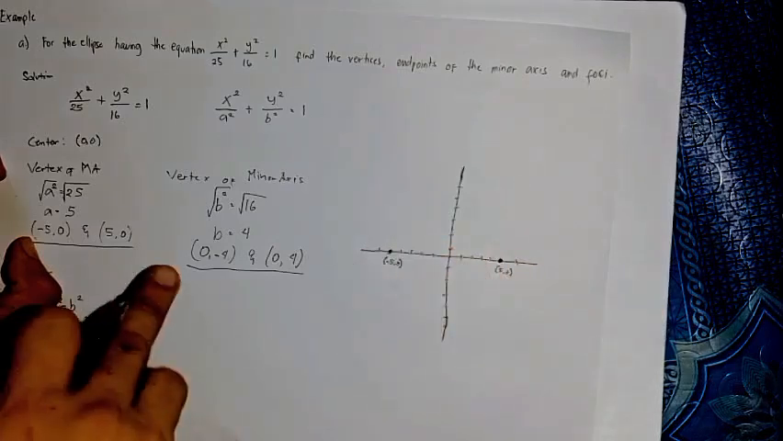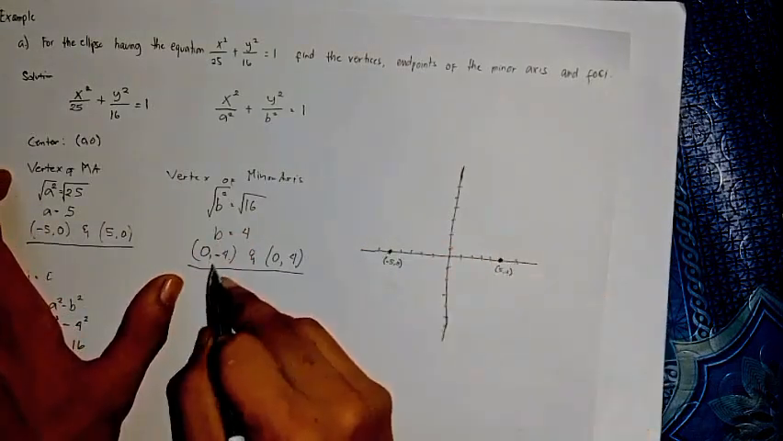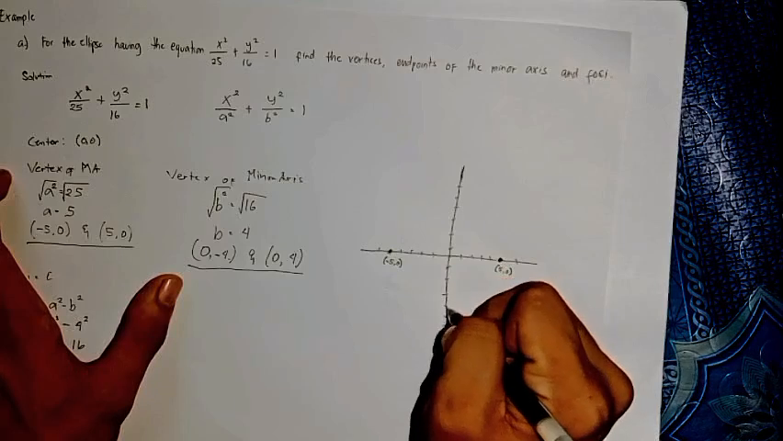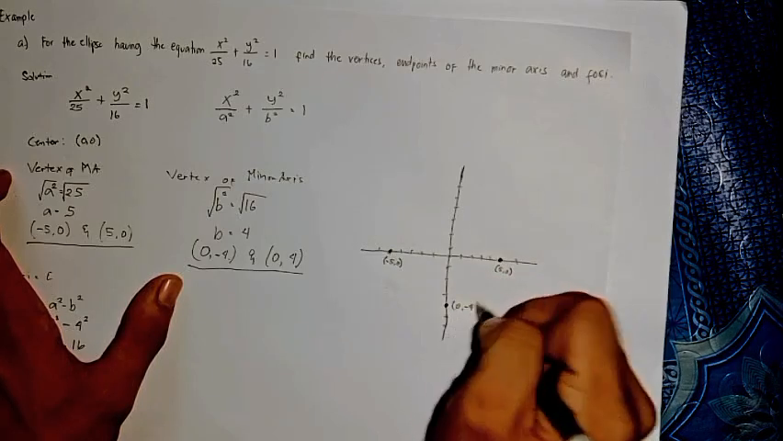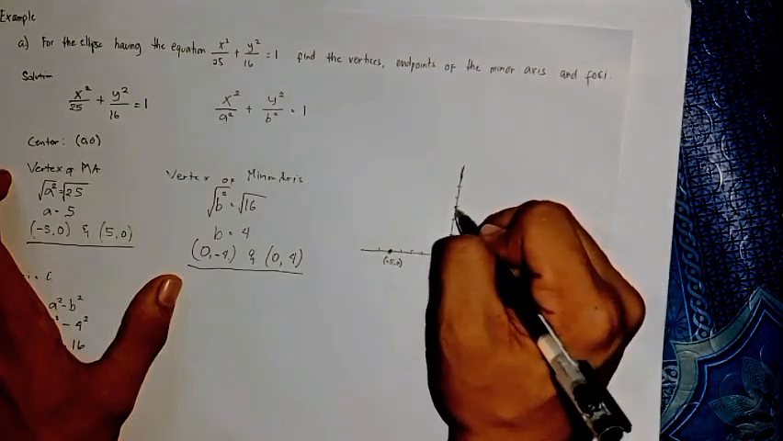Next, our minor axis. Our minor axis, we have 0, negative 4, 1, 2, 3, 4. Ditto. 0, negative 4. Next is 0, 4. 1, 2, 3, 4. Ditto. 0 and 4.